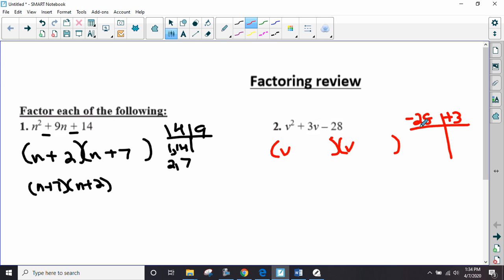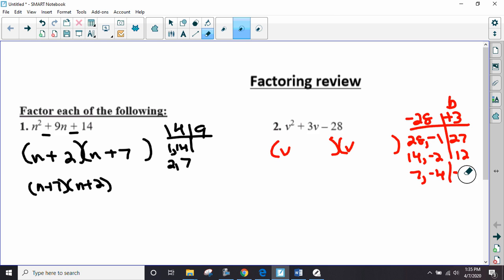Well, let's just go ahead and write some. Now, because this is negative and this b right here is positive, we know our bigger number has to be positive. So we could do 28, negative 1, 27. We could do 14, negative 2, gives us 12. Or we could do 7, negative 4. This is going to give us our positive 3 that we needed. So we know we're going to have a positive 7, negative 4.